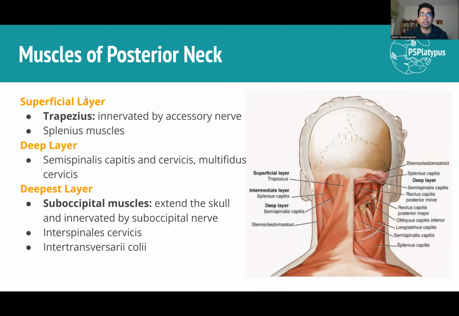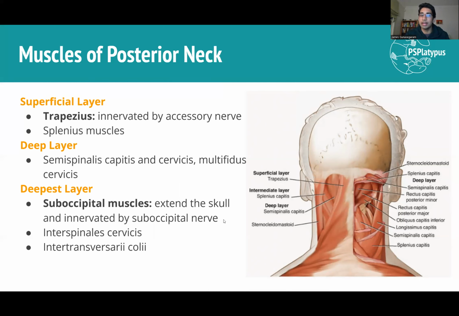Anyway, so posterior neck. You're really familiar, hopefully, with the trapezius. You might be a bit less familiar with the splenius. And then underneath that, we get a whole mess of things. So again, it's easier to remember if you think of the deep layer as mostly having to do with the spine, basically.